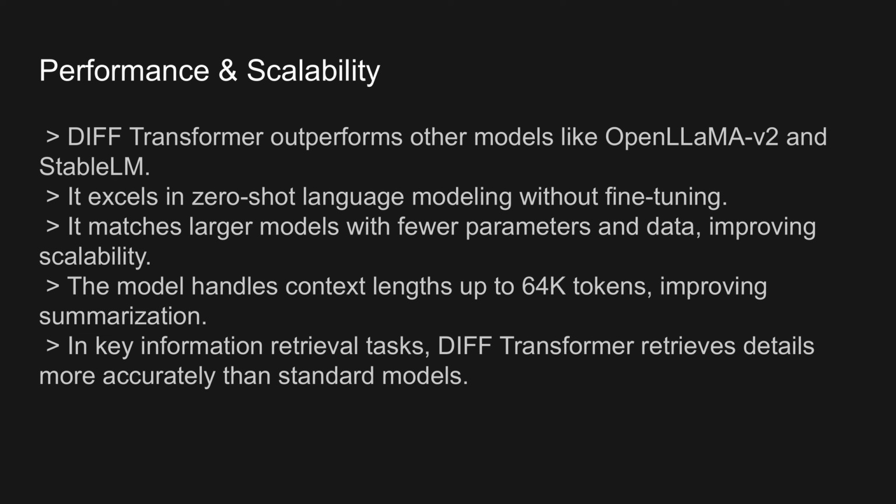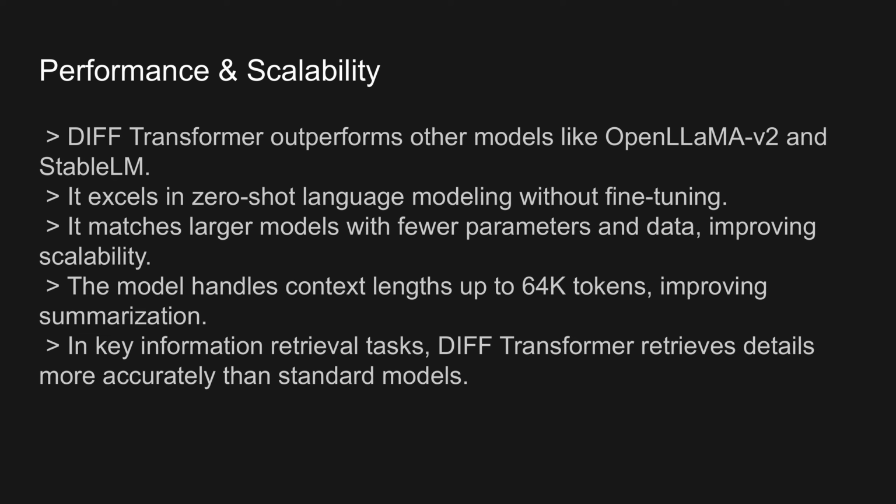The paper also highlights the model's ability to handle longer contexts effectively, which is another big challenge for standard transformers. In long context evaluations, diff transformer showed significant improvements over regular transformers. It can handle context lengths up to 64K tokens and still maintain high accuracy, which is critical for tasks like summarization or processing lengthy documents. Handling longer context better must be really important for tasks that involve lots of data or long documents.